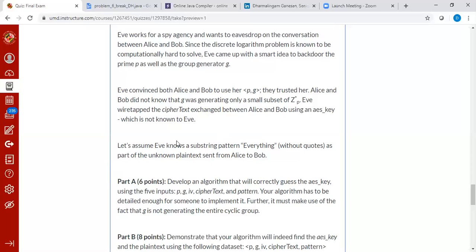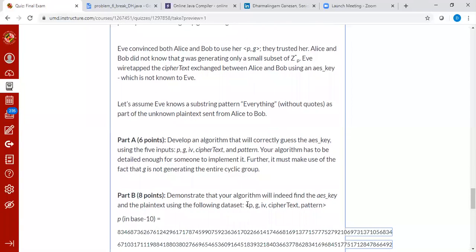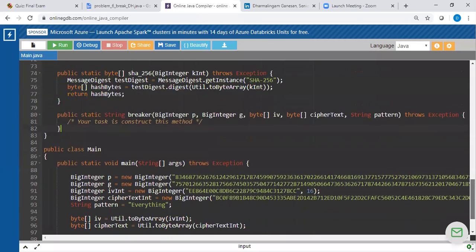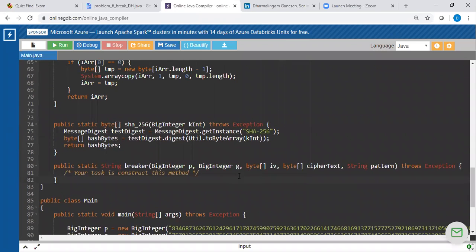Okay, so what I have done, I wrote the implementation, and I will show you how we can break this. All right, so I basically used the online Java compiler, which is freely available, and there is nothing sensitive for me here. So we can copy and paste here and run it. Of course, we need to fill up the blanks here. Your task is to construct this method. So I'm going to paste my implementation of this method over here.